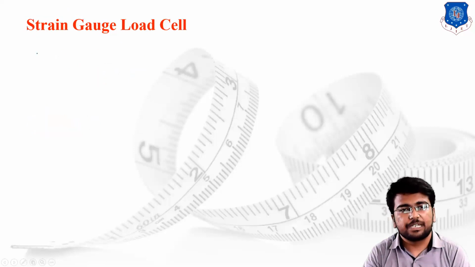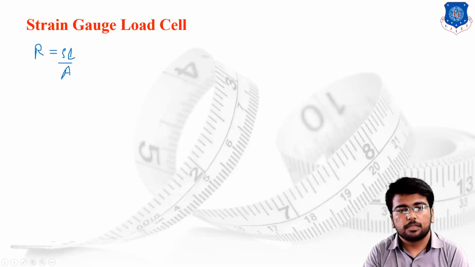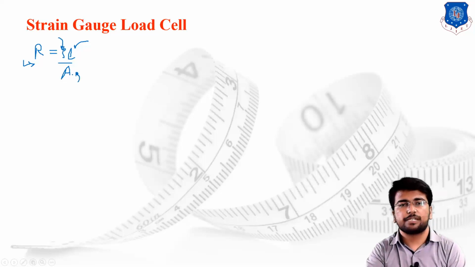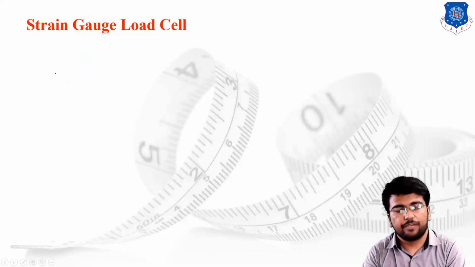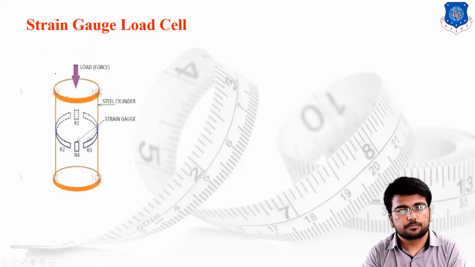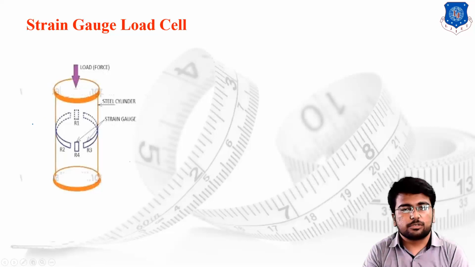You know the basic equation, R is equal to rho L upon A. The basic equation for finding the value of the resistance, where rho is the resistivity of the material, L is the length of the material, and A is the cross sectional area of the material. In the strain gauge load cell, we are using this equation to find the change of the length, to find the change of the resistance. The figure shows the basic concept of the strain gauge load cell.